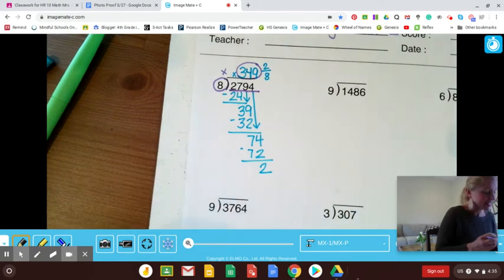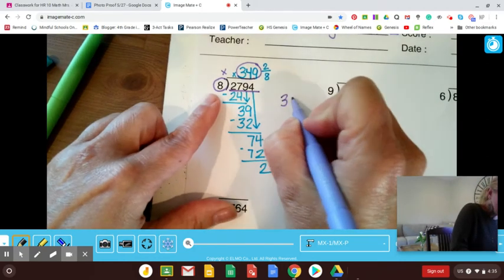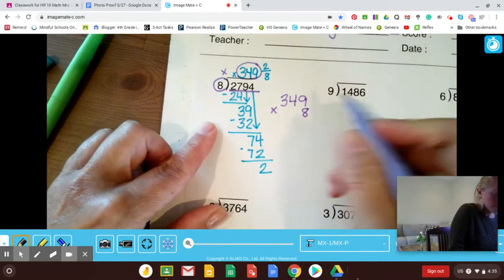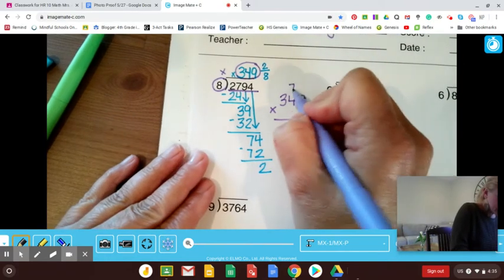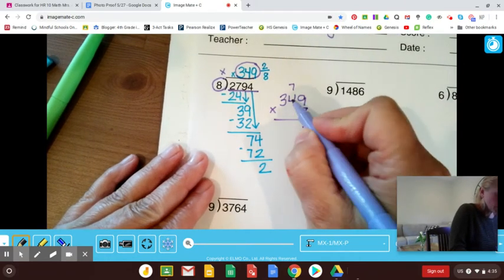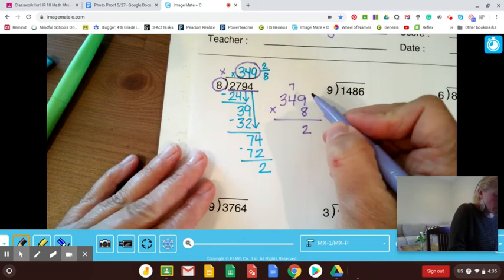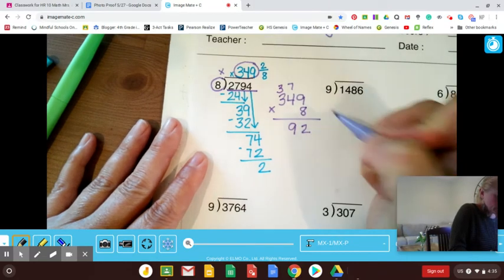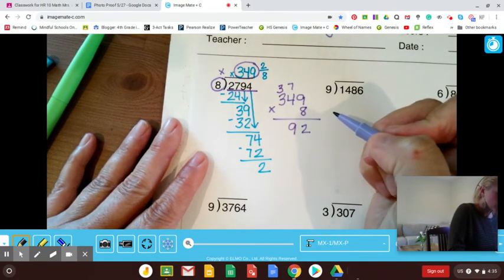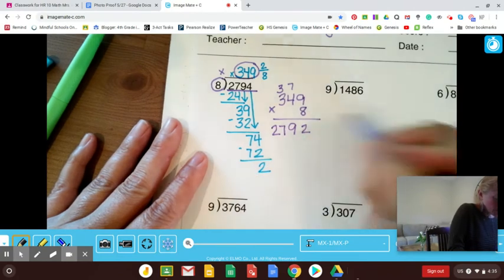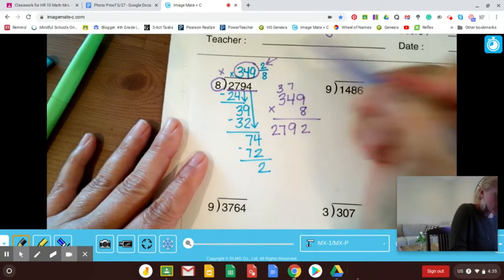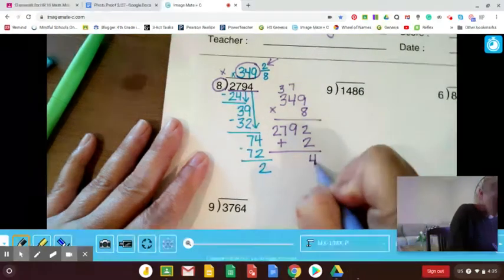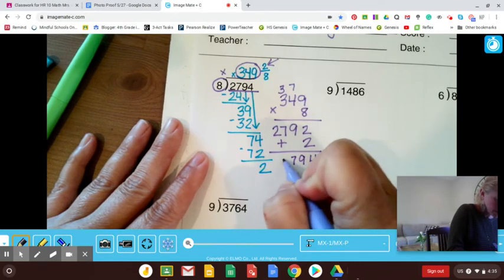All right, so let's see if I can do that. I'm going to try 349 times 8. Just forget about the remainder for now. 9 times 8 is 72. 8 times 4 is 32. 33, 34, 35, 36, 37, 38, 39. 8 times 3 is 24, 25, 26, 27. Okay, and now I want to add on my remainder of 2. 2 plus 2 is 4, 9, 7, 2.